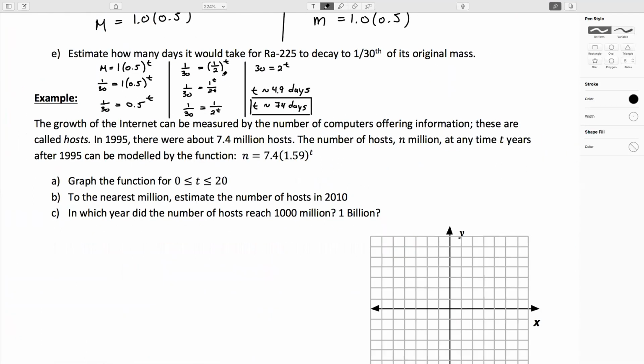Okay, we're almost done. One more question. The growth of the internet can be measured by the number of computers offering information. These are called hosts. In 1995, there were about 7.4 million hosts. The number of hosts n million at any time t years after 1995 can be modeled by the function n equals 7.4 times 1.59 to the power t.